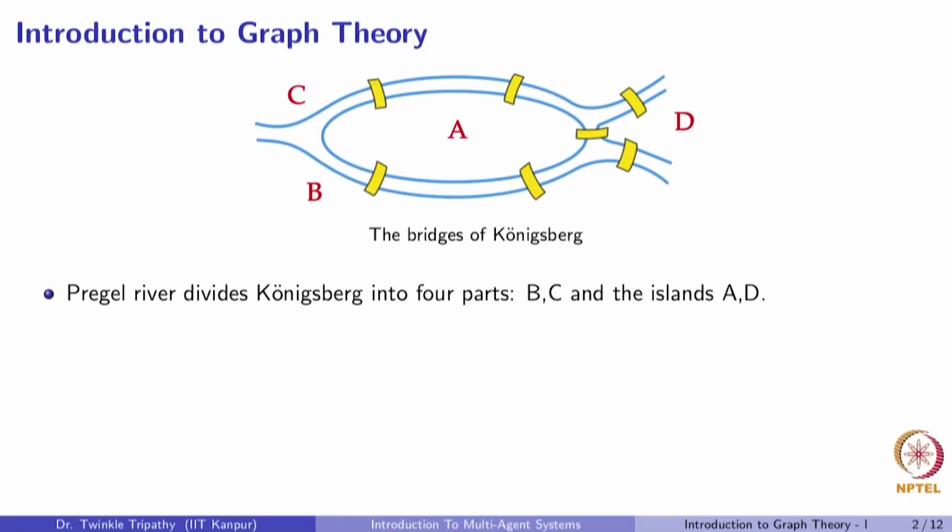The image that we see here is the city of Königsberg. Now the city of Königsberg has a river Pregel which divides the city into four parts. The parts B and C are the land masses of the city, and A and D are two islands in the city. And the land masses and the islands are connected to each other through exactly 7 bridges.